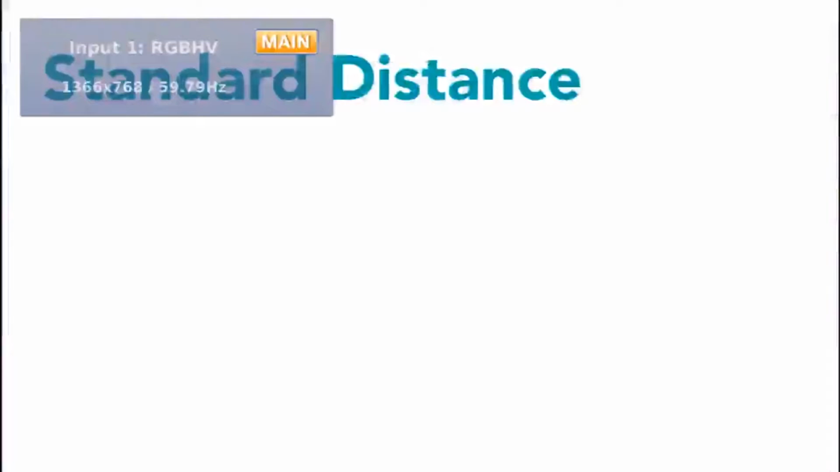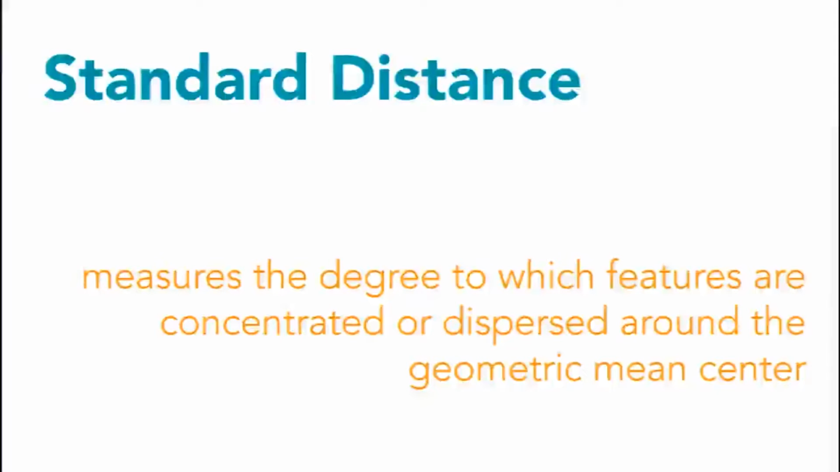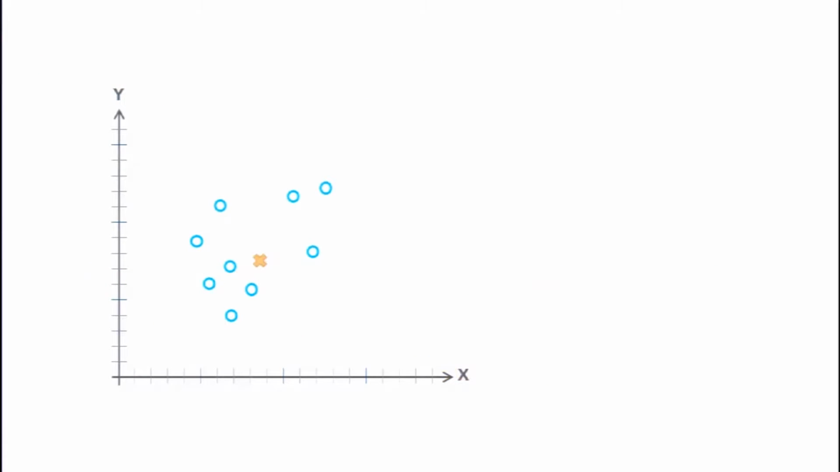All right, now we'll move on to standard distance. So standard distance measures the degree of concentration or dispersion of your feature. Think of it kind of like the standard deviation of a set of numbers. You want to know what the variance is. Here we're going to see what the variance is in our locations. So we'll take a look at what that looks like.